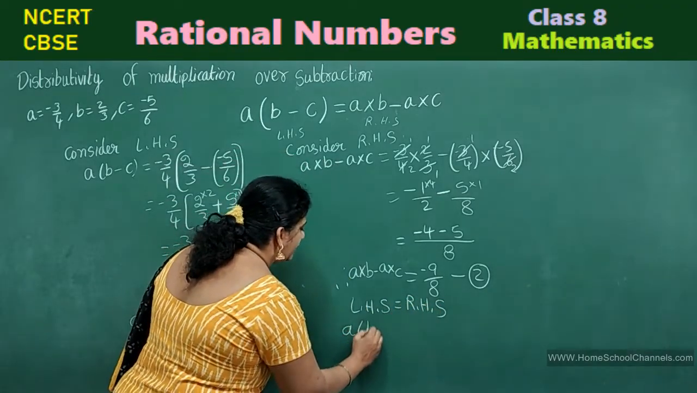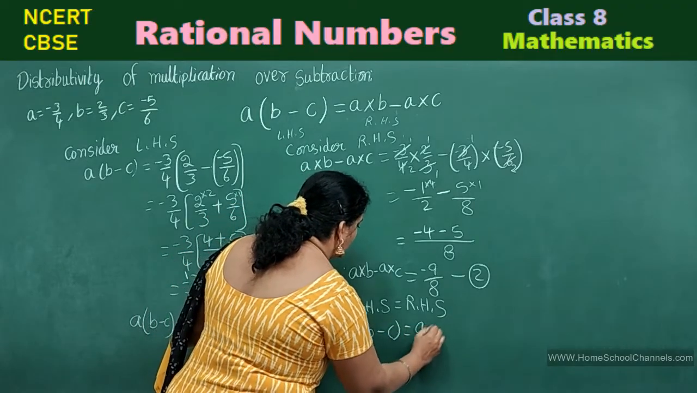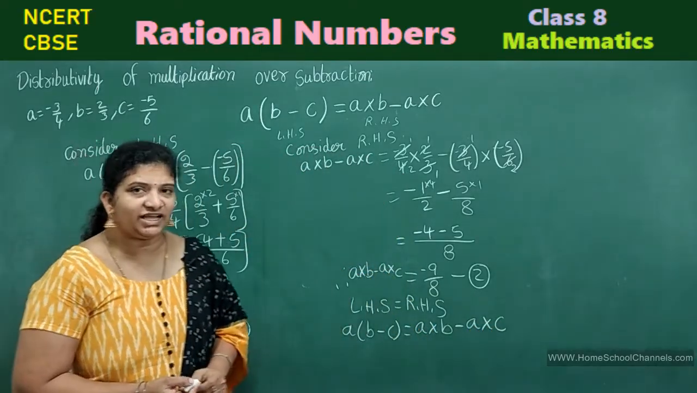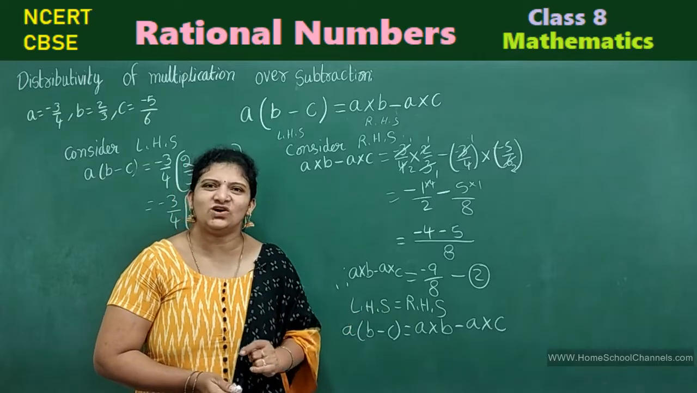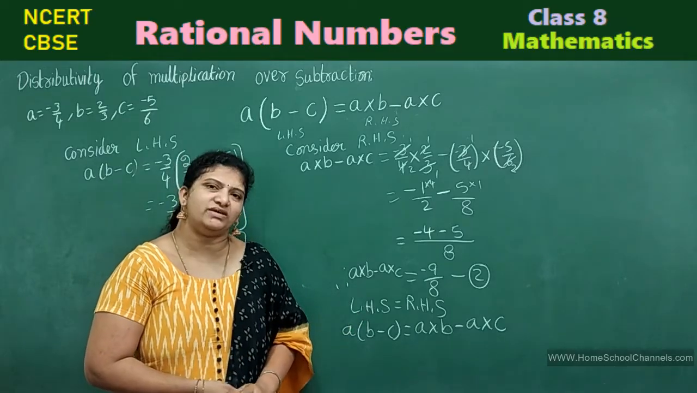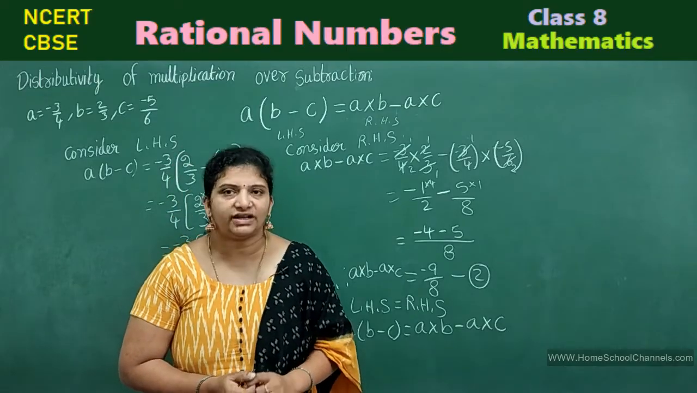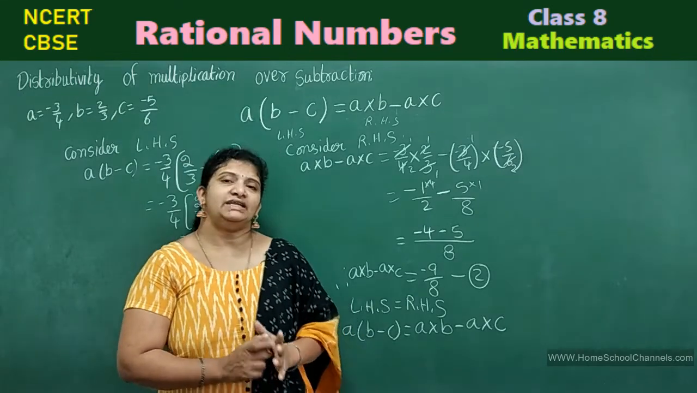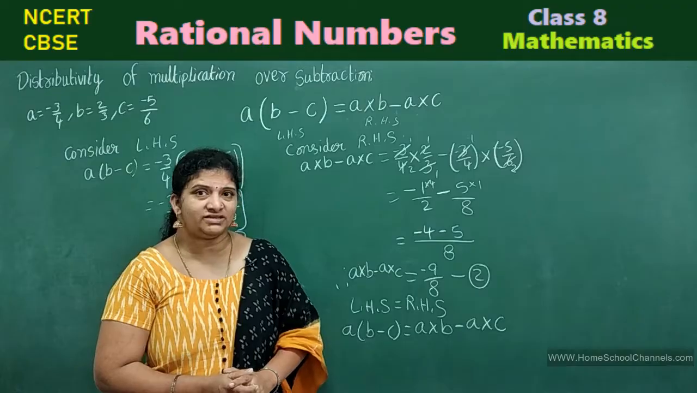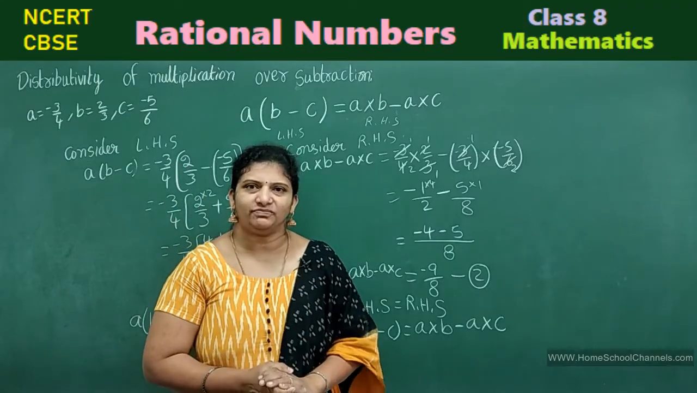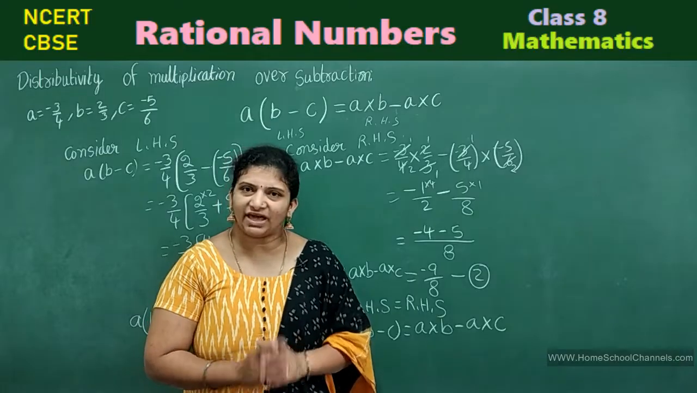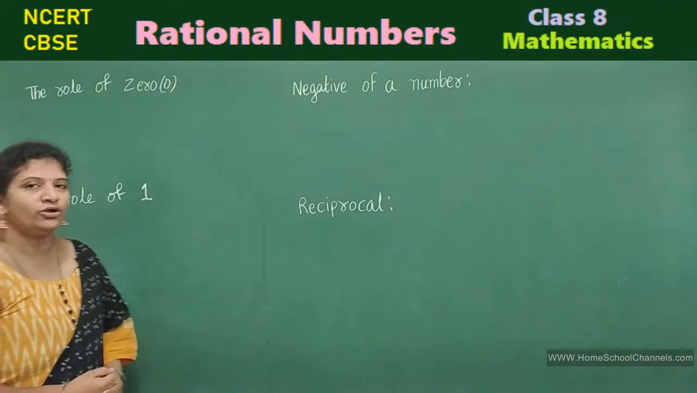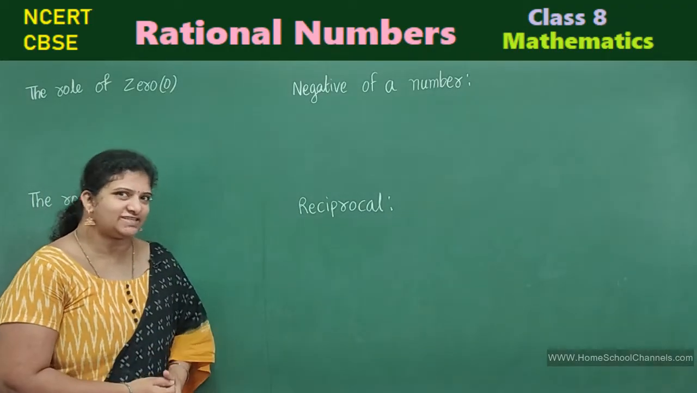That means A into (B minus C) is equal to A into B minus A into C. Distributivity of multiplication over subtraction is also satisfied for rational numbers. The distributive property for rational numbers of addition and subtraction holds good. See, the distributive property of rational numbers will be a little lengthy for solving. It takes time, but it will be very interesting, and don't be confused. Do carefully. Next, we are going to see these 4 points and then start your first exercise.